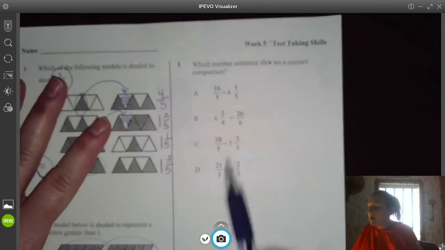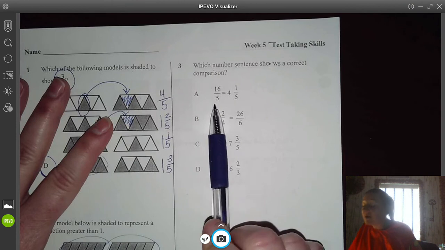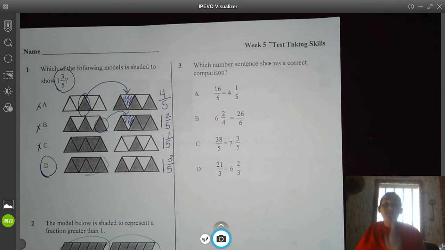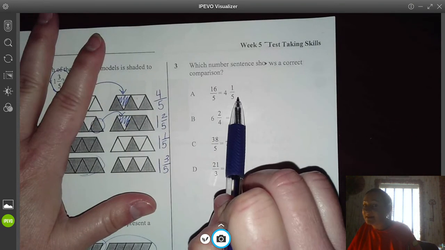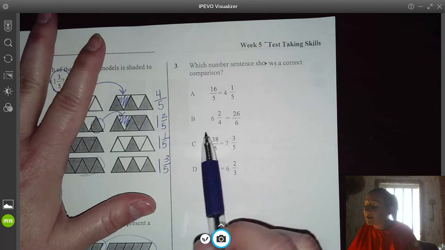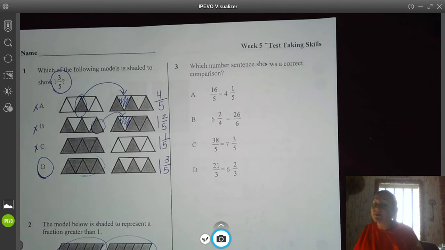All right. Which number sentence shows the correct comparison? Oh, so look, that's the Optimus Prime. If you watched your vocabulary yesterday, you know what I'm talking about. We're transforming our improper fraction to our mixed number, or we can do a mixed number to an improper fraction. I personally like to do a mixed number to an improper fraction.